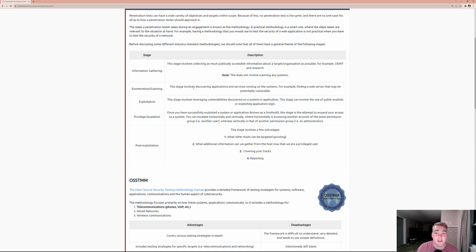A practical methodology is a smart one, where the steps are taken in a relevant situation at hand. For example, having a methodology that you would use to test the security of a web application is not practical when you have to test the security of a network. Before discussing some industry standard methodologies, we should note that all of them have a general theme of the following stages. The first stage would be information gathering. The second stage would be enumeration and scanning.